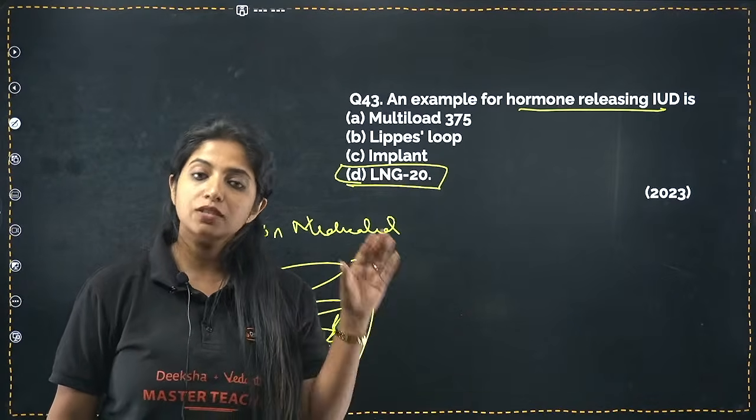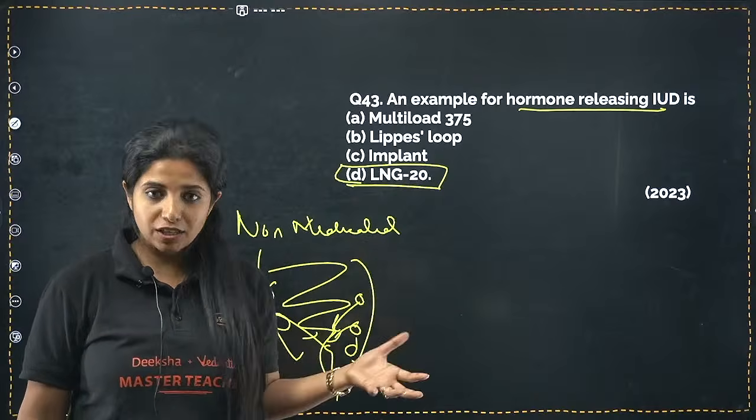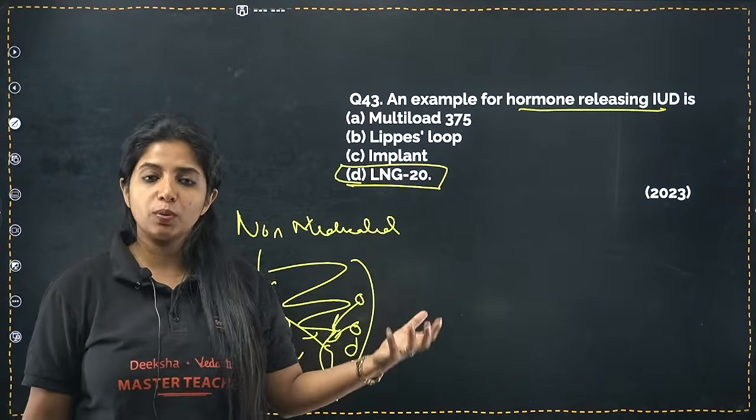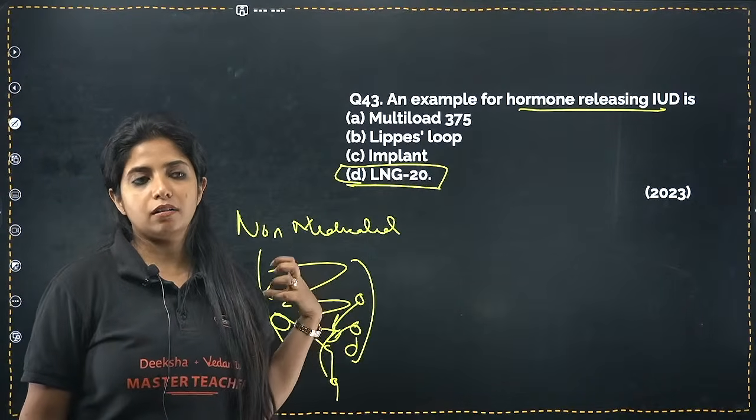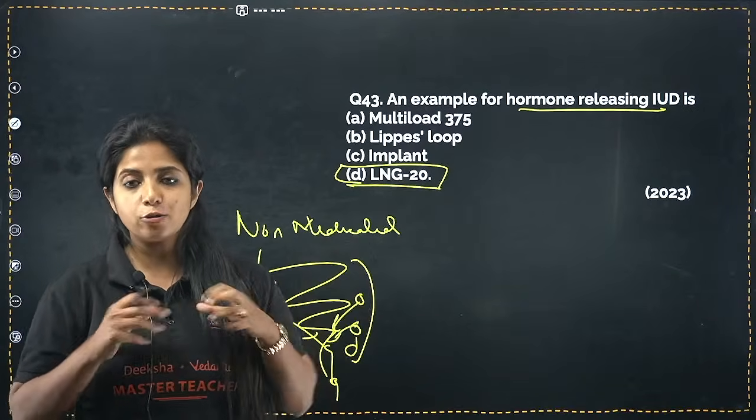They are not going to release anything. They just make our immune system super strong, or basically they activate the immune system, which is why the immune cells will be killing the sperms with the help of phagocytosis.